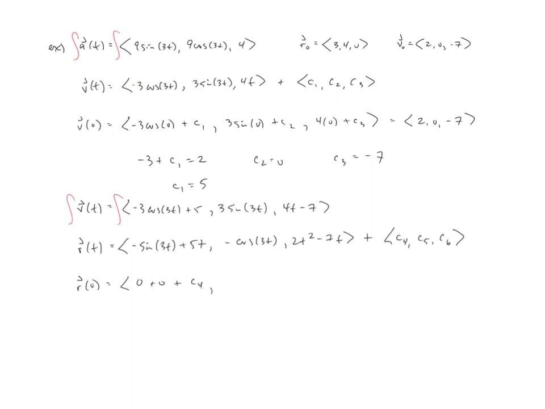Then I'll have my comma. And now I'm ready to evaluate this at 0. So that's going to give me a negative 1 plus c5. And then finally, I'd have a 0, 0, and then a c6. So 0 plus 0 plus c sub 6. Close that up. And we know that that's got to be equal to the 3, 4, 0.